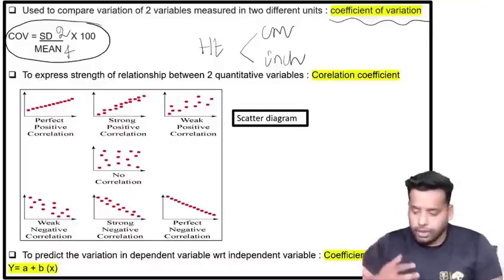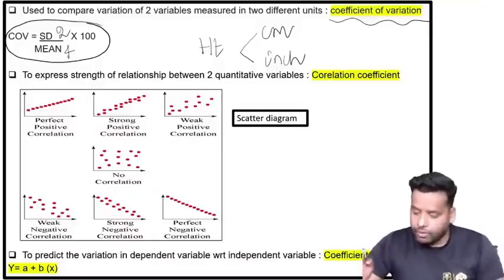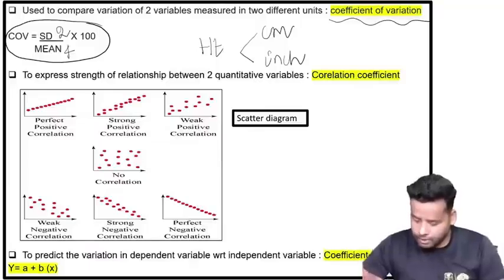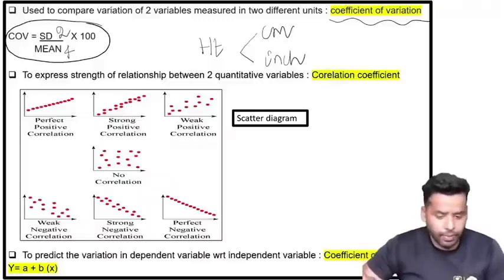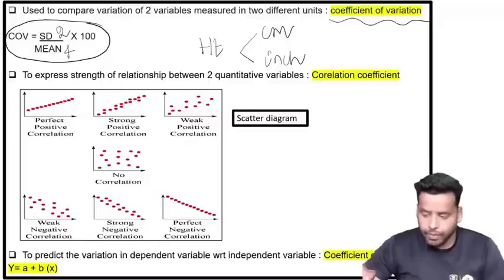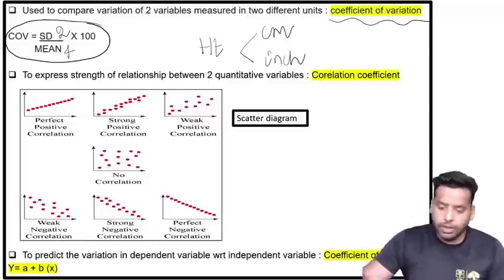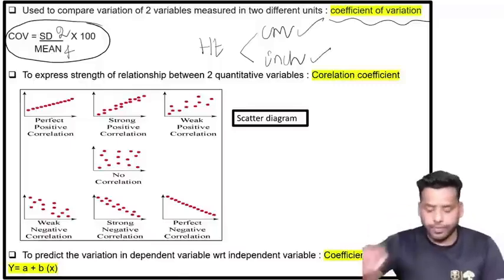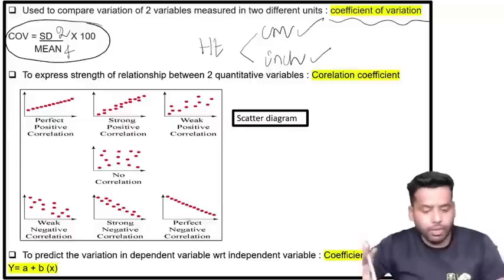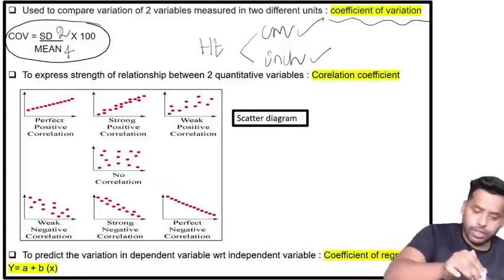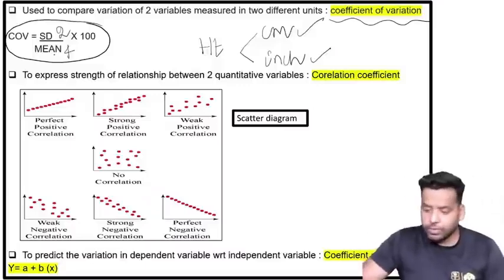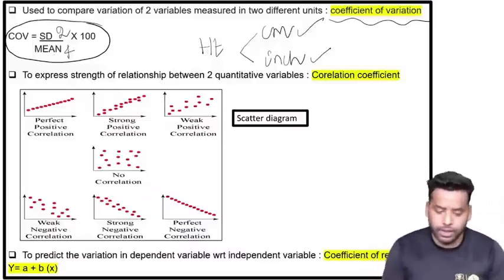See the words properly. Height you are taking for girls in centimeter, for males in inch. Later you want to compare the amount of variation. What should be used? Coefficient of variation will be used. What is the reason? See the formula. Group 1, group 2. What is the reason?